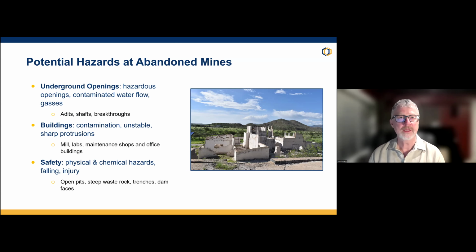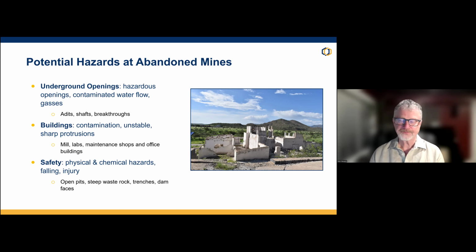Buildings is another one. They can be a source of contamination, potentially from process plants. They can be highly unstable. There can be sharp protrusions, steel and metal coming out. So those might be left over from the mill, labs, maintenance shops, those sorts of things.